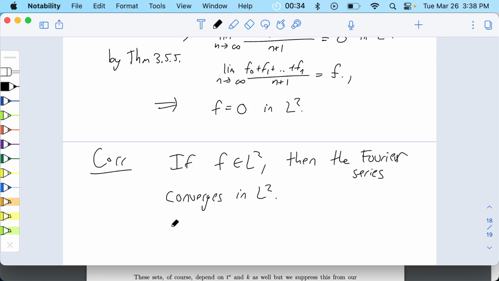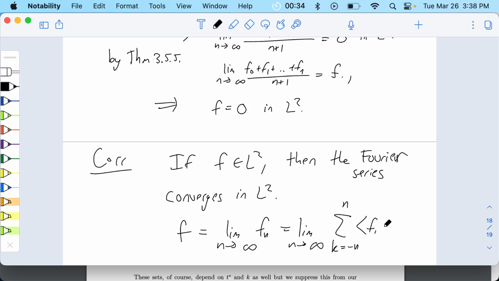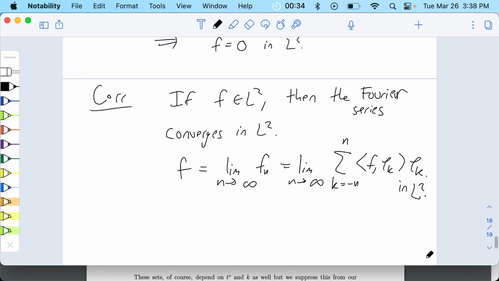In L2, f equals the limit as n goes to infinity of, let's write it as fn, and fn is exactly the sum of the Fourier series with sines and cosines up to order n: the sum of f phi k, phi k. And this convergence is in L2, so in the L2 norm.